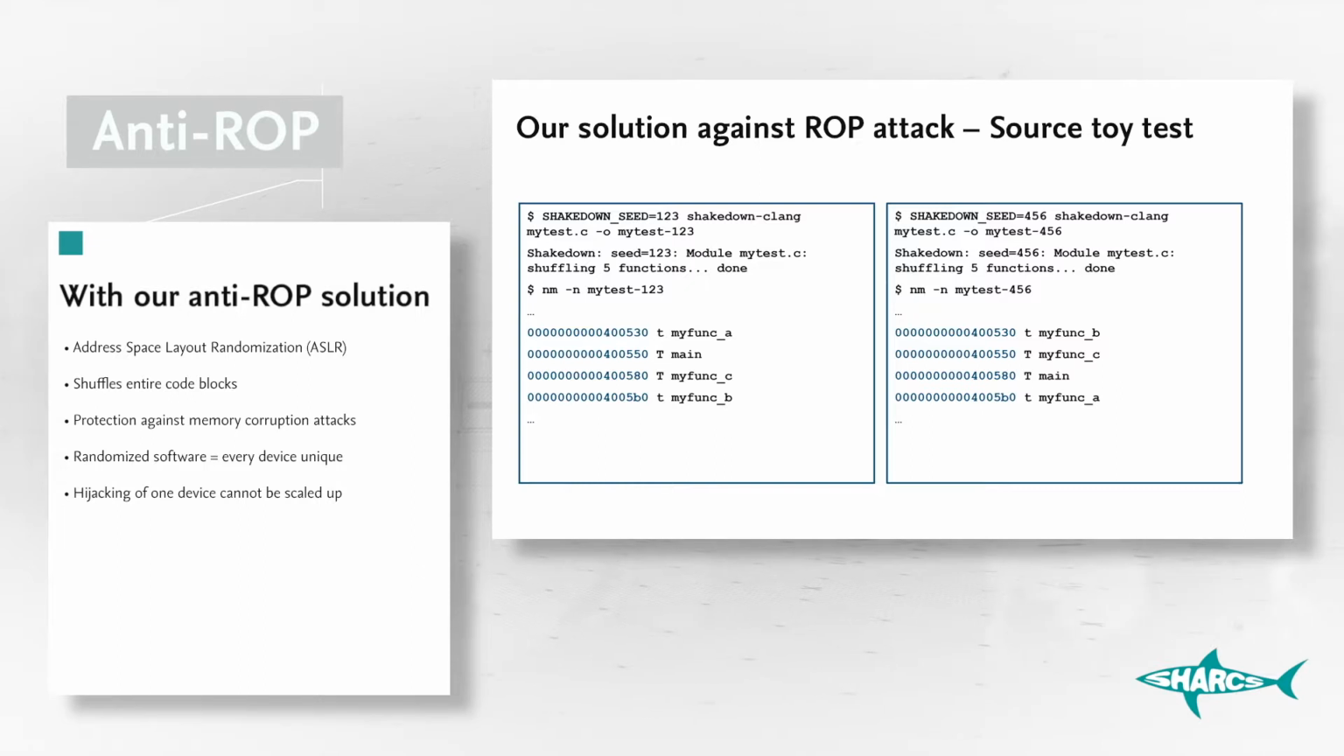Every device has its own unique software. The system is protected from memory corruption attacks. Since every device contains different randomization of the software, every device becomes unique, but this breaks the attacker's scale-up model. The knowledge of an attacker in hijacking one device cannot be scaled up to other devices.